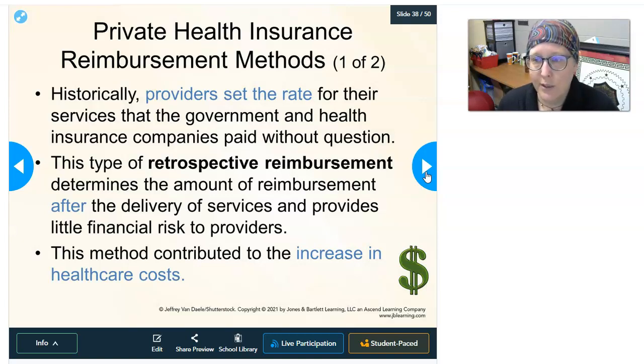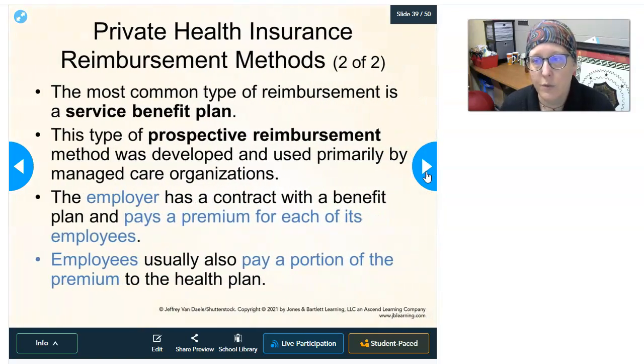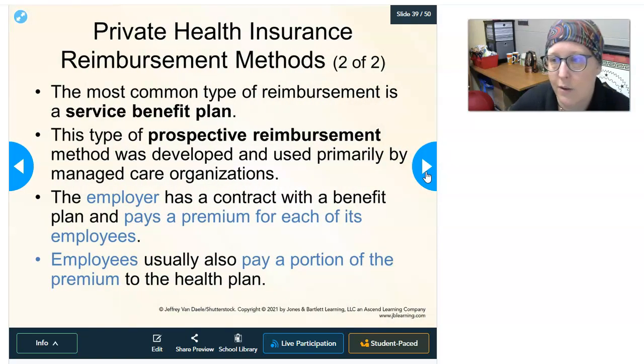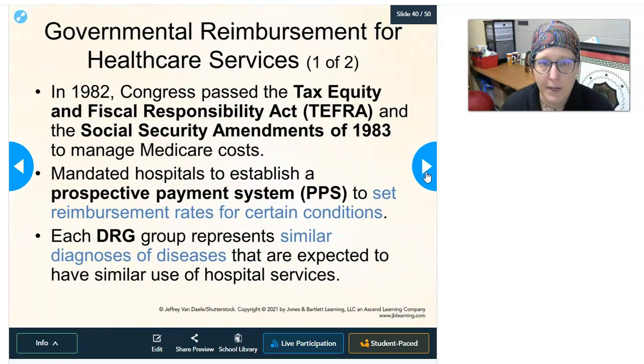And so that is part of what caused this really huge increase in healthcare costs, because providers were like, oh, look at that. If I bill 100 or 120, they'll pay. So let me bill 120 or 150 and just get reimbursed. So let's run all these lab tests, I'll get reimbursed for them, and I'll make more money. Yeah, providers were doing stuff like that. The most common type of reimbursement is a service benefit plan. It's a prospective reimbursement method developed and used primarily by managed care organizations. So again, they're paid prospectively, in advance, X amount per patient in the plan to the clinic or hospital organization, and they have to manage their patients with those dollars, basically. The employer has a contract with the benefit plan and pays a premium for each of its employees, and the employees usually also pay a portion of the premium to the health plan and maybe a little copay, etc.